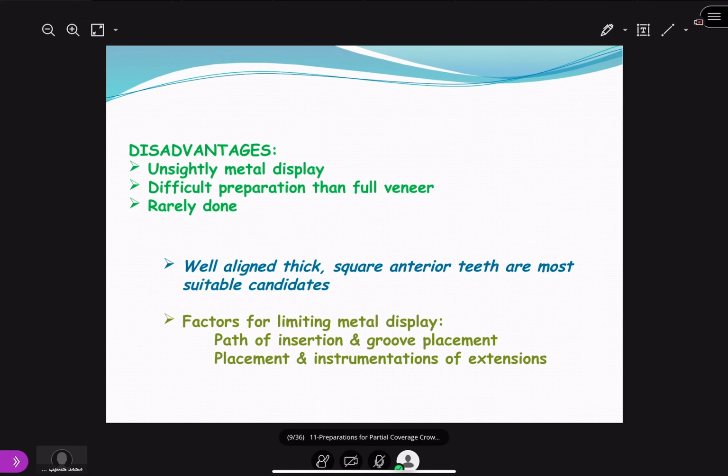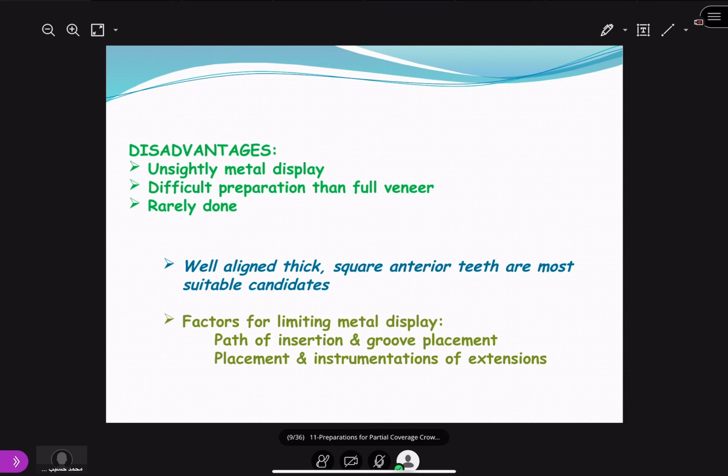The disadvantage of the partial coverage crown in anterior teeth is unsightly metal display. The metal will show from the mesial and the distal margin. This is the disadvantage of the partial coverage crown. As you know, we make the partial coverage crown in all-metal material, so the metal will show from the mesial and the distal aspect. This is the most important disadvantage: unsightly metal display.